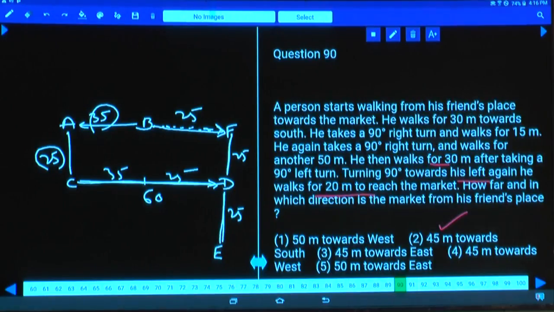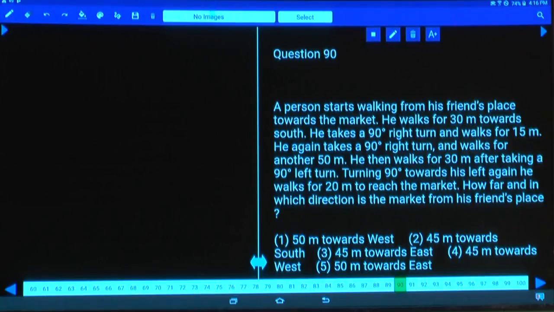Then coming to question number 90. In this question number 90, a person starts walking from his friend's place towards the market. He walks 30 meters towards south. Let us take this as the starting point of this person from his friend's place, isn't it? Towards the market. First he walks 30 meters towards the south. He then takes 90 degrees right and walks for 15 meters. 90 degrees right hand side, that is towards our left hand side, 15 meters.